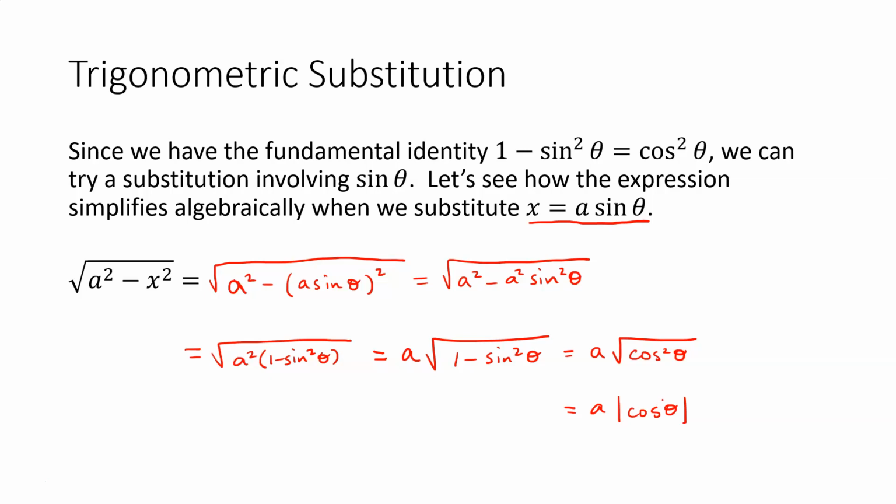But we'll see in a moment that if we're careful about how we define theta, then we don't necessarily need to worry about the absolute values. And the great thing is now also, if I were to integrate this function, it would be much easier than what we started with. In other words, integrating cosine theta is going to be much simpler than integrating the square root of a squared minus x squared. Of course, there's a few more details that we have to go through first.